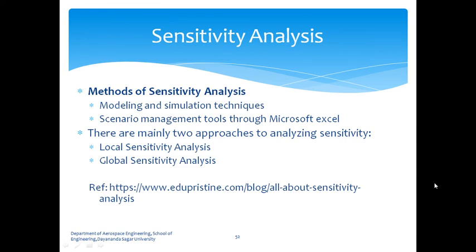There are two kinds of sensitivity. Sometimes it is local sensitivity, limited to small parameters that ultimately may not really impact your final output. Then it is called local sensitivity. Global sensitivity means it has an effect on the entire output. Then it's a kind of global sensitivity analysis. I just gave some reference here.